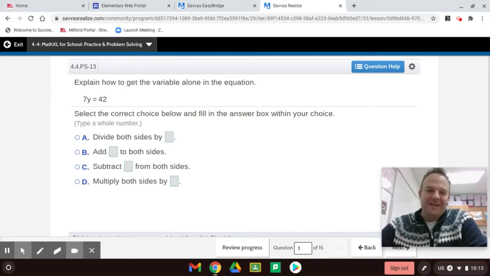Hey, welcome guys. Today we're going to learn about equations with multiplying and dividing. Now the inverse of multiplying is dividing and the inverse of dividing is multiplying.